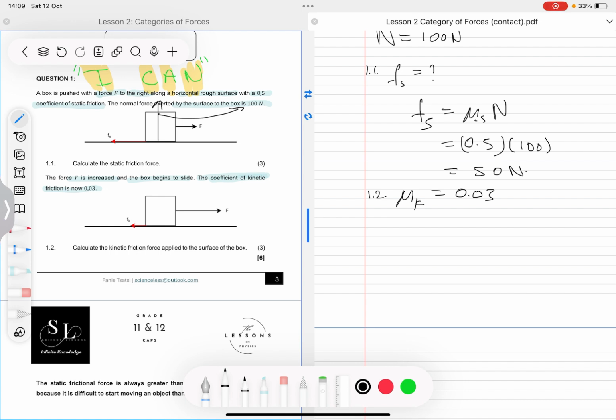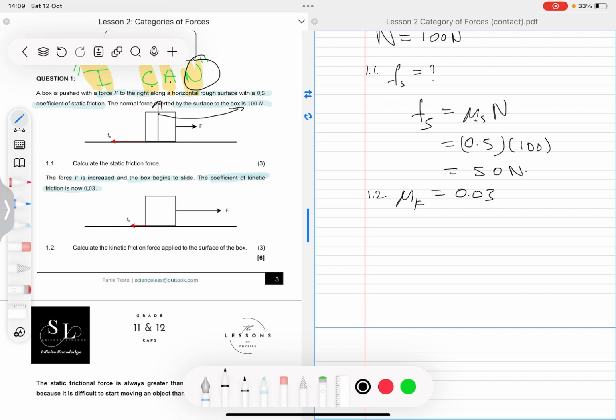So if you check, I went back to actually interpret, classify, and analyze this equation again, so that we can, it's a loop now effect, so that we can navigate the answer that we got in 1.1. They say here, calculate the kinetic friction force applied to the surface of the box. So what is the kinetic frictional force that is applied to the box?